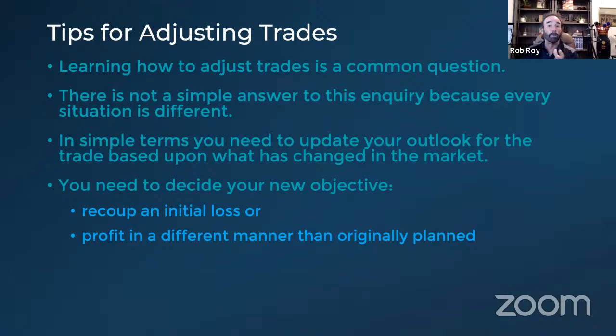So recoup the initial loss or profit in a manner maybe slightly different than what the original alert or intent was. I'm sure some of you have heard of plan your trade and follow your plan. Okay, that sounds great, but what if the stock changes? What if things don't go as planned, which they often don't, and they haven't since the entire year of 2021 and 2022? If you're not prepared to adjust, I think you're going to really struggle in this market, and you need to know what to do. How do you adjust? What's going on? Where are the Greeks in the options?